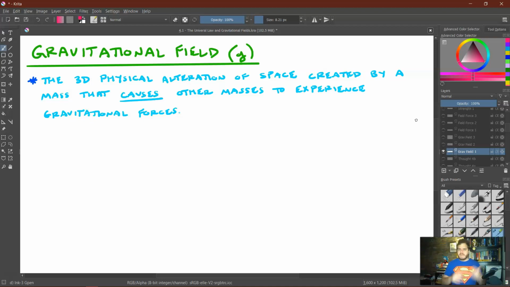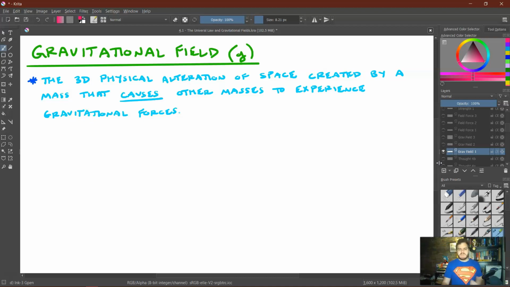Okay, so let's think back to that previous situation. In other words, that big mass, the Earth, physically, because it has mass, physically alters all of physical space and causes all other masses to experience gravitational forces due to the manipulation of literal space. And when I say space, I don't mean outer space, I mean physical space around us.